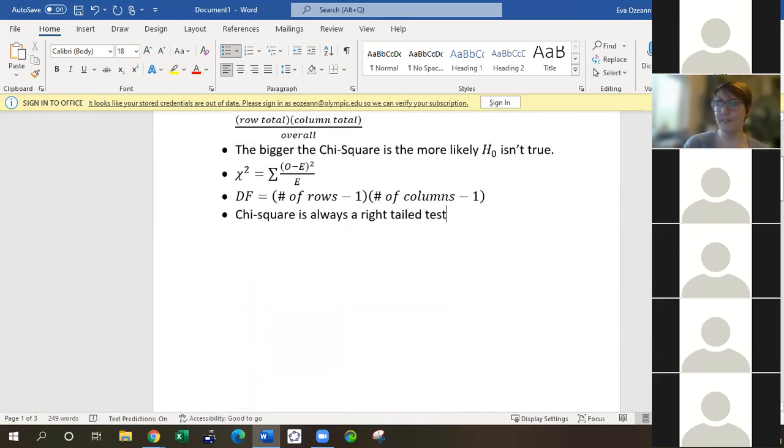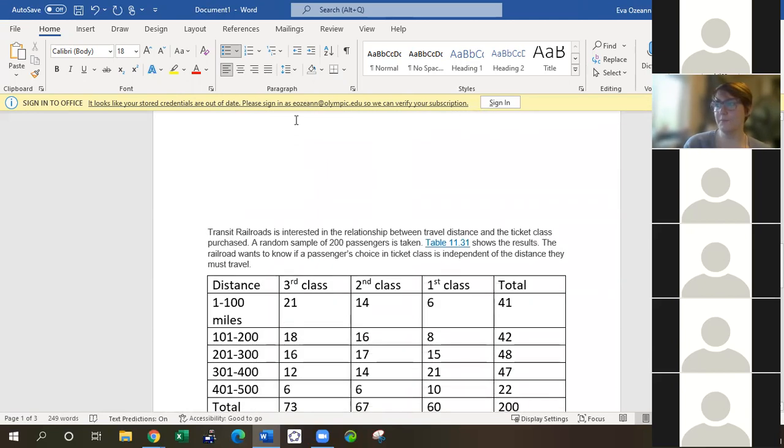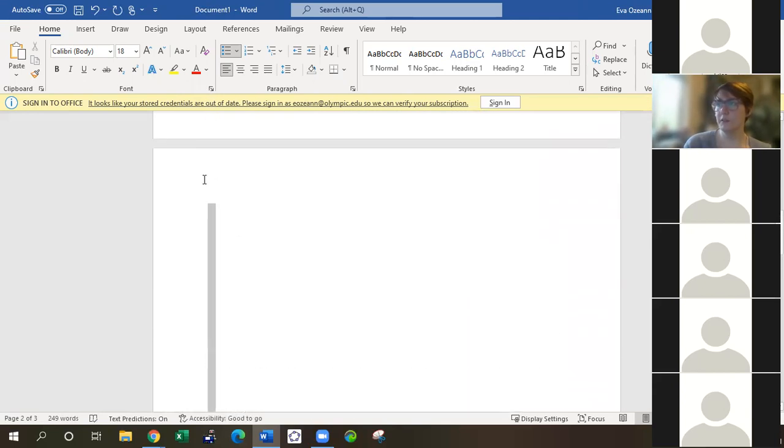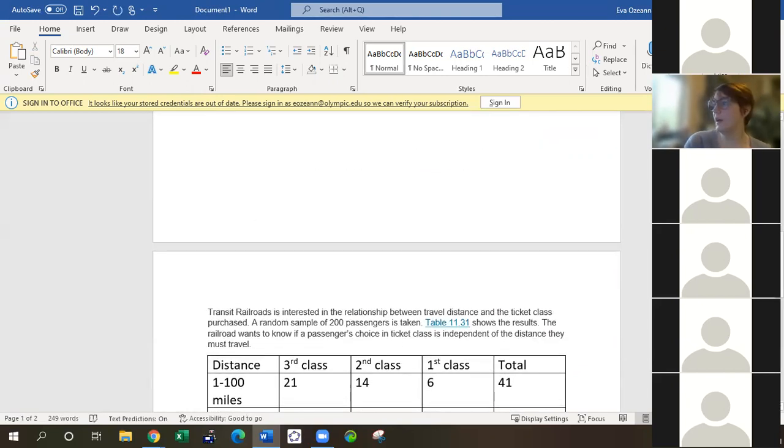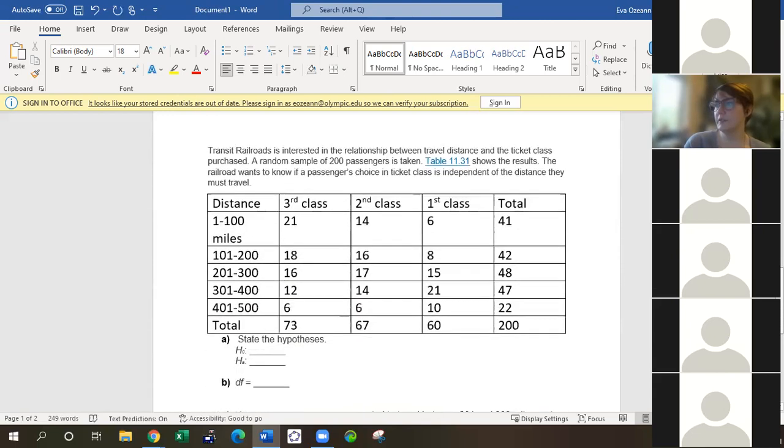All right. Now for the big example. So what we have is that a railroad system is interested in the relationship between the distance that somebody has traveled and the ticket class that they purchased. So what they did is that they interviewed 200 passengers and asked them, hey, how far have you traveled and what class of ticket did you purchase? And they got this data.